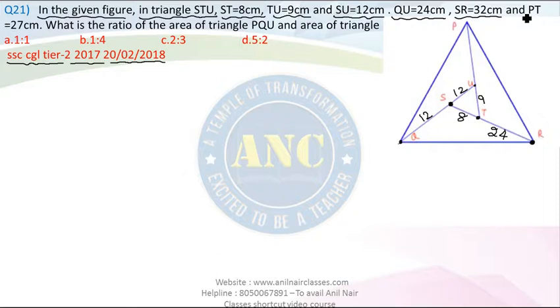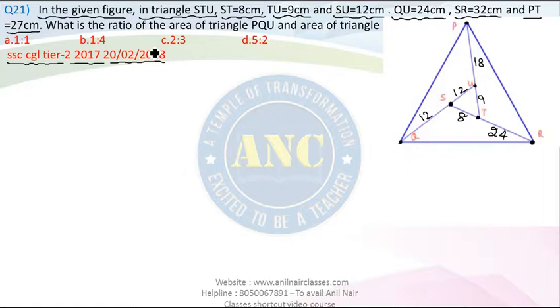Next, PT is equal to 27 centimeter. PT from P to T, totally it is 27, but from U to T it is 9. So from P to U it should be 18, because 18 plus 9, PT will become 27. This is what we have till now. Whatever is given in the question, I have just marked it in the diagram so that it will be easier for our understanding in solving our problems.